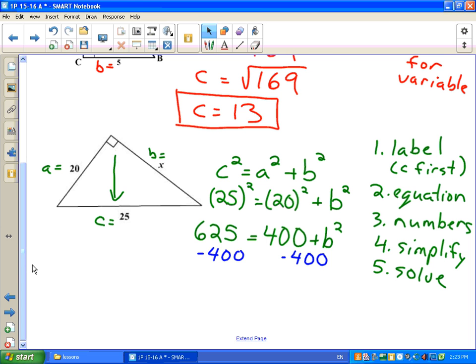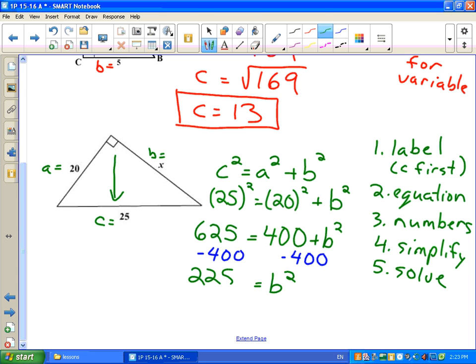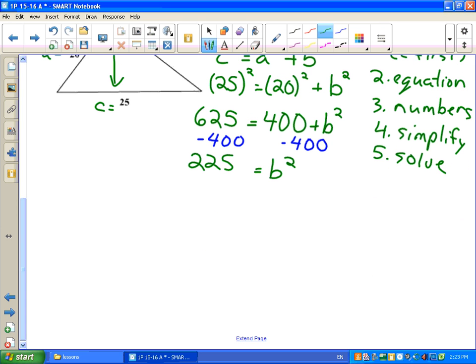So that's going to leave me with b squared on this side. 625 minus 400 works out to 225. So I've got 225 equals b squared. What do I have to do to that 225 to get b? I have to take the square root. So I punch this into my calculator. Square root 225, and I'm going to get that B is 15.